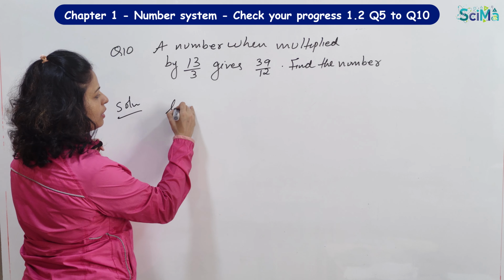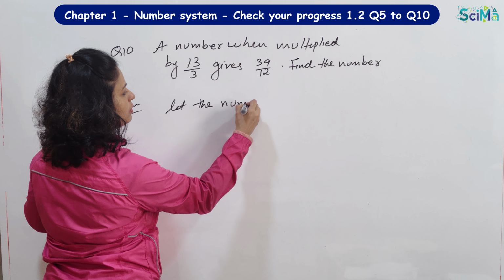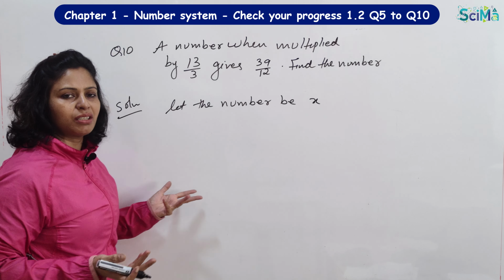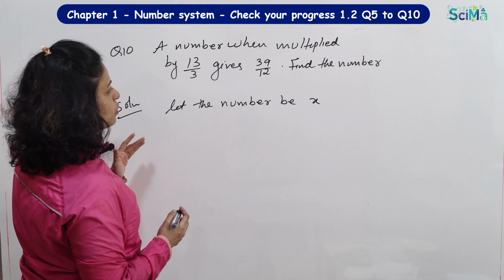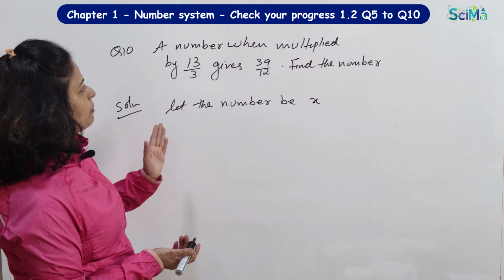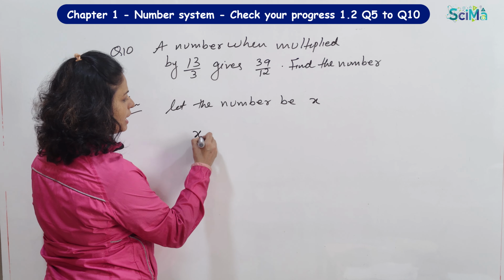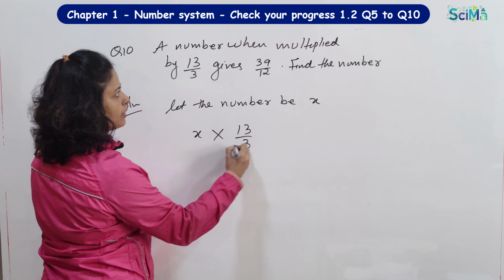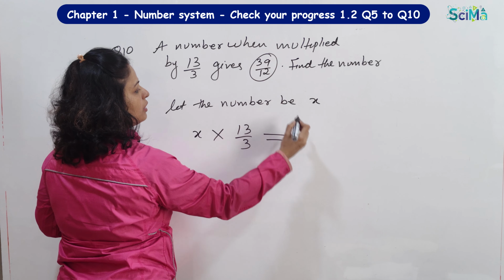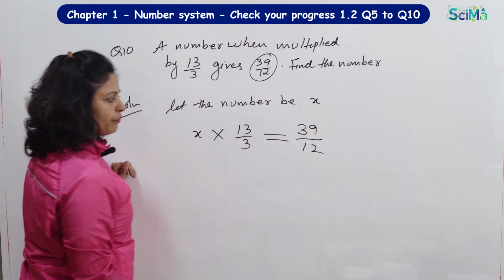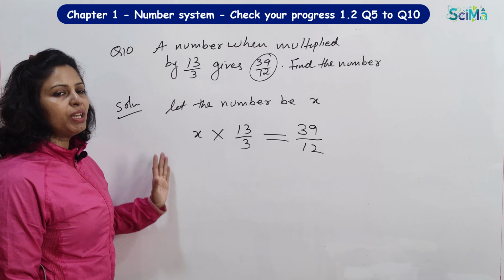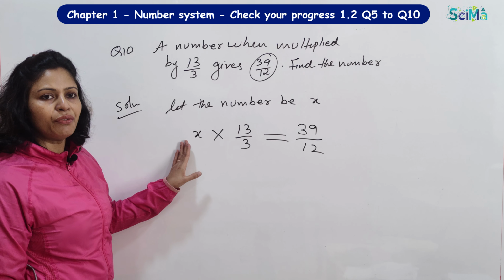So here, you have to consider the number to be x, suppose. Okay, you can consider as x, y, z, anything you want. So let the number be x. Now you have to read the question: a number when multiplied by 13 by 3. So if I multiply x with 13 by 3, what does it give? You have to put an equal to sign. It gives 39 by 12. Okay. So it's like an equation. This question will form an equation where you have to solve for the value of x.